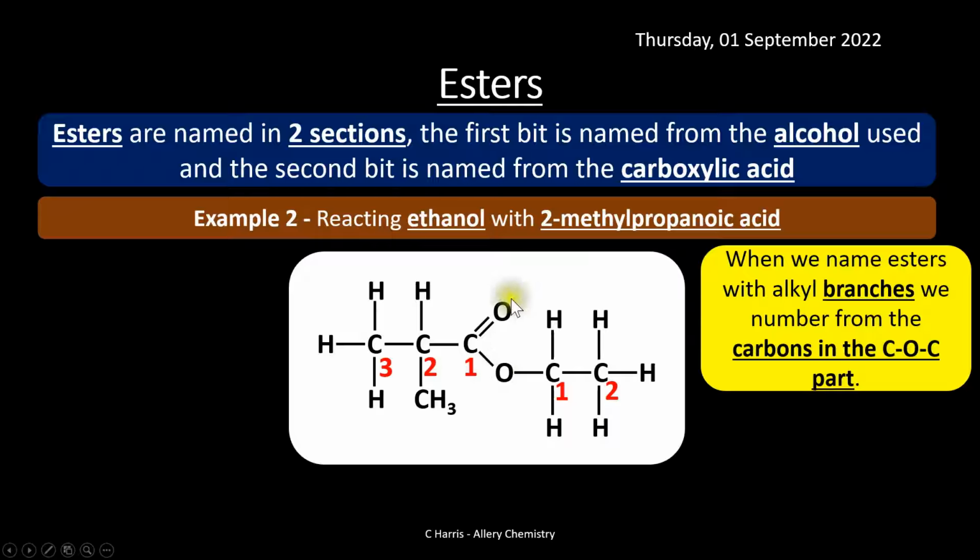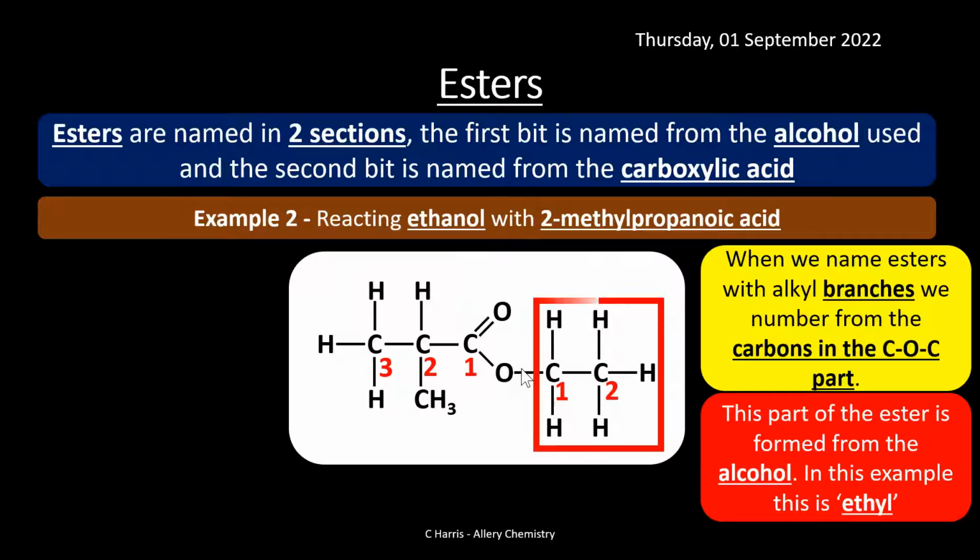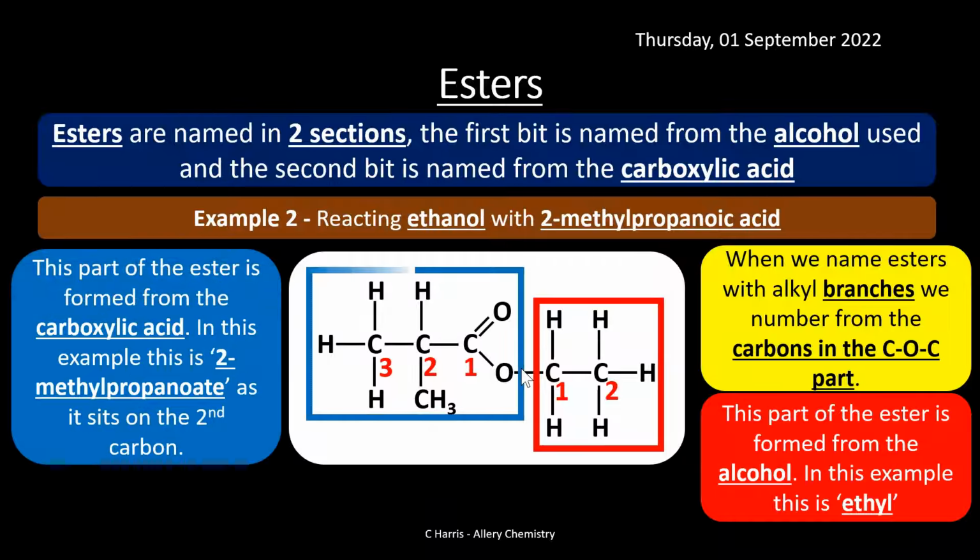So this is the COC bit. That's always carbon 1, okay, and then 2, 3, etc. This one is carbon 1, 2, etc. So you have two numbering chains here because obviously the carbon chain is broken at this point because you've got this oxygen in the middle. So this bit here is obviously formed from the alcohol, and this is ethyl. This bit is formed from the carboxylic acid.